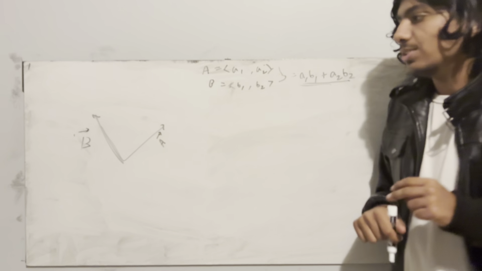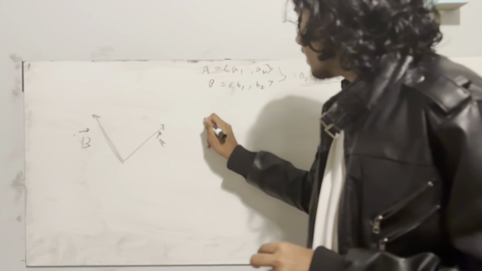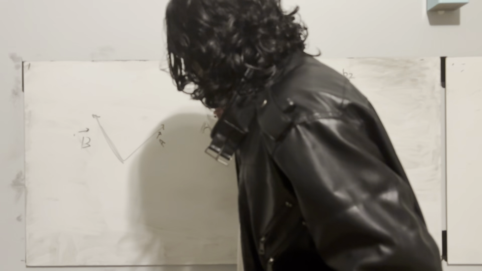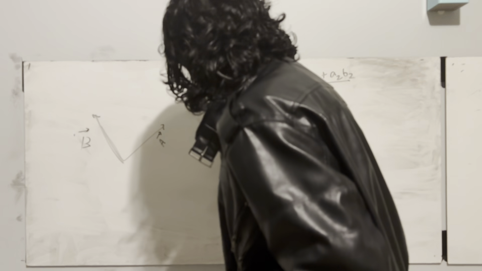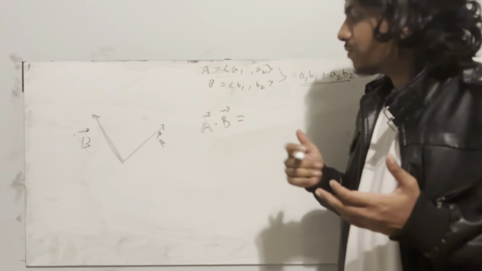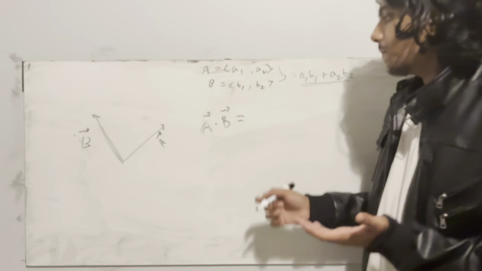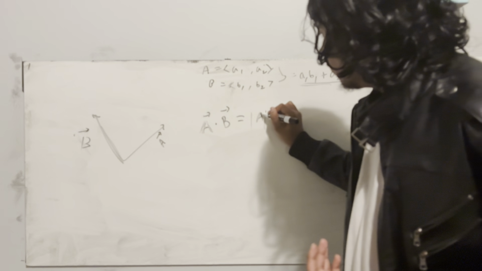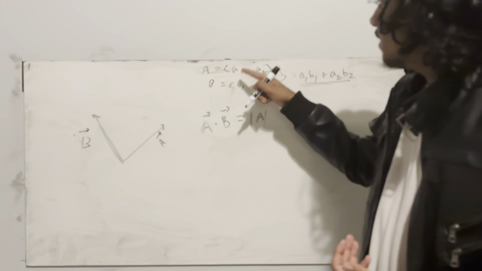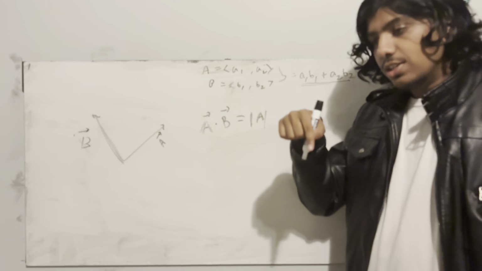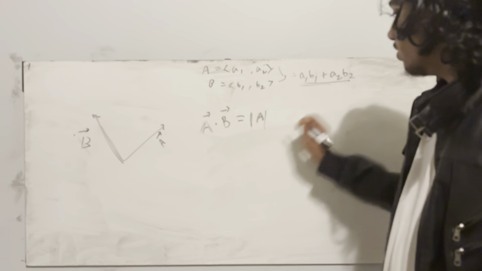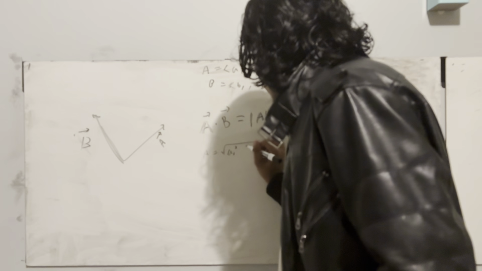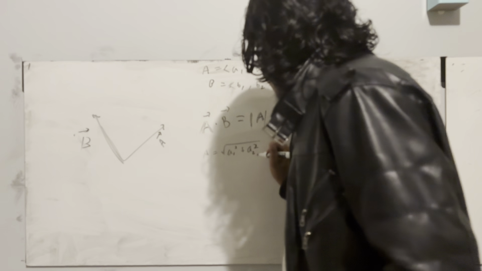There are two ways you can compute the dot product. The second way is less useful for computing it, but more useful for analysis and its applications. You would take the magnitude of A, which is the square root of A1 squared plus A2 squared.